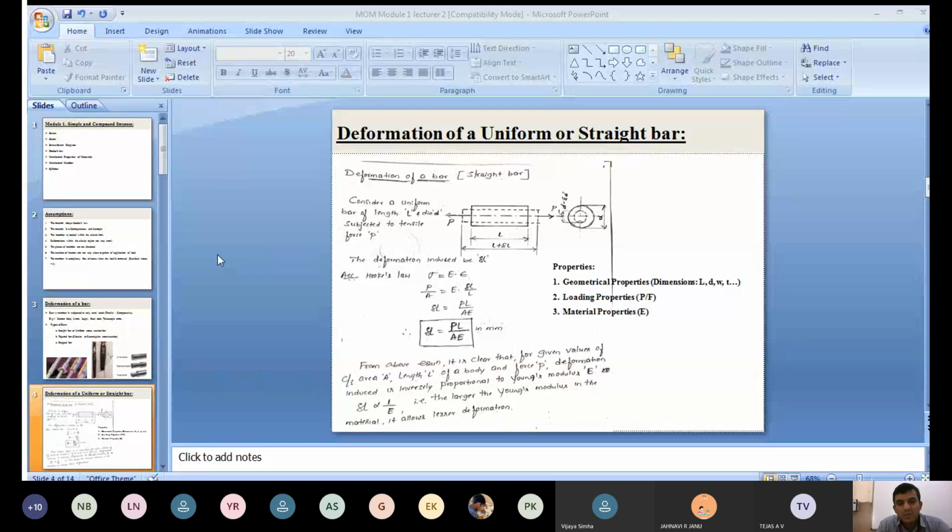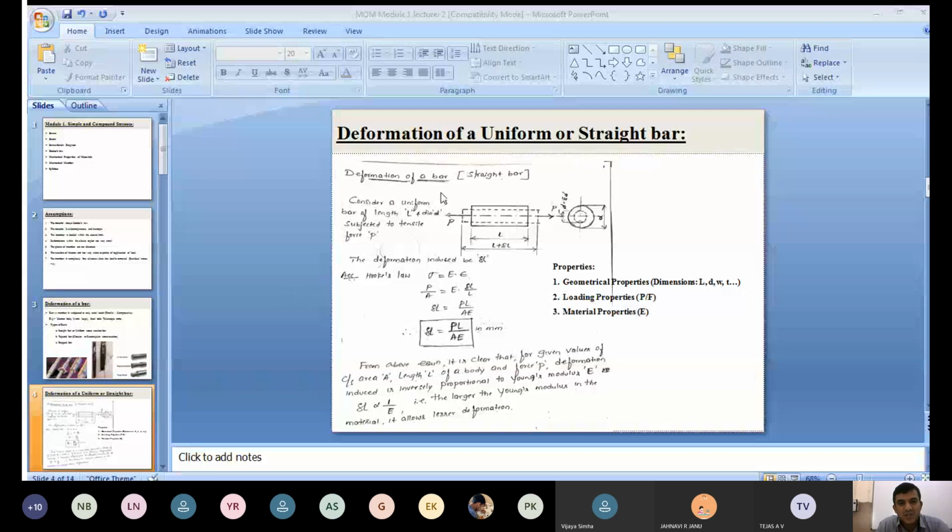First, we directly apply Hooke's law. As you know, in Hooke's law, stress is linearly proportional to strain. In order to remove the proportionality, we need a constant. That constant is E. This is the one-dimensional stress-strain relationship: stress is equal to Young's modulus into strain epsilon. Then, as you know, what is the formula for stress? Stress is nothing but load by cross-sectional area.